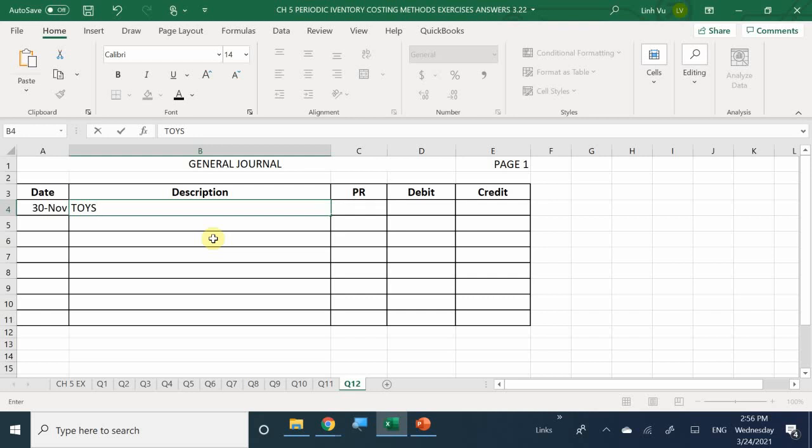Cost of goods sold. We have to calculate our cost of goods sold because we don't have those inventory items that we purchased. We sold some along the way. So cost of goods sold. Okay. What else do we have to recognize? Purchase returns and allowances. Purchase returns and allowances. Okay.